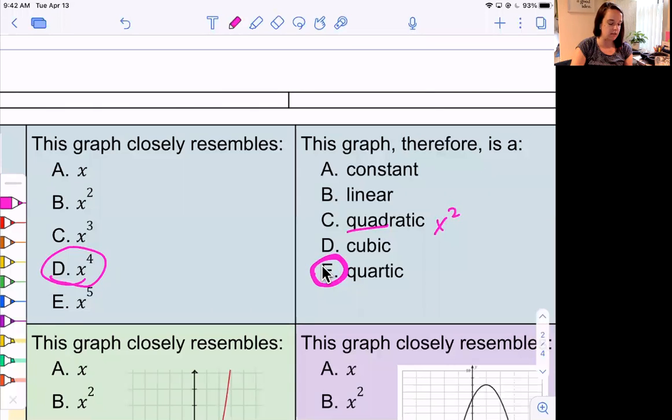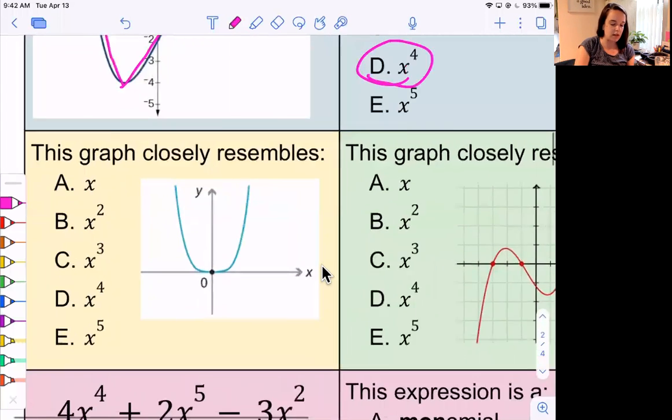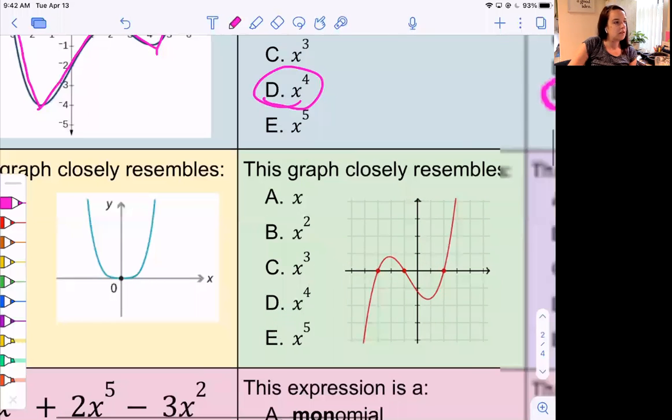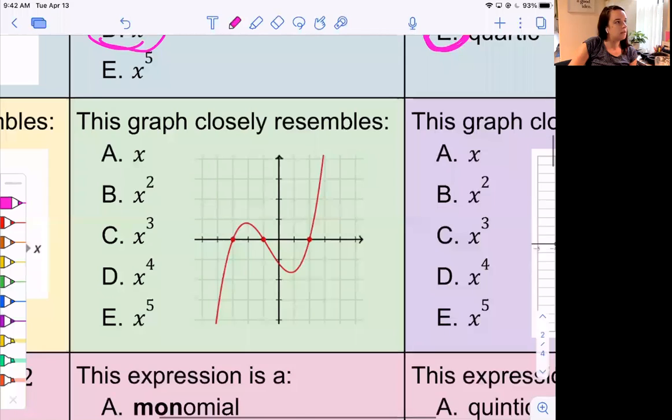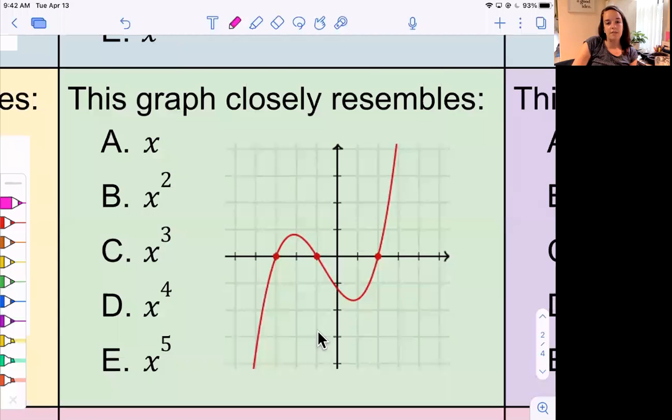All right, let's look here. Let's look at this green one. This graph right here, is it x squared, x to the 3rd, x to the 4th, x to the 5th? Which graph is it? How many pieces does it have?